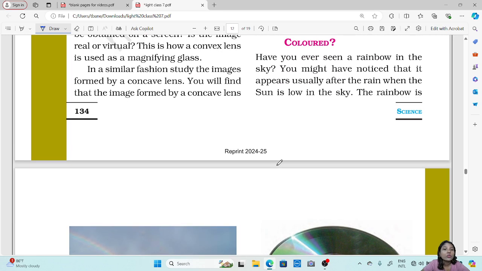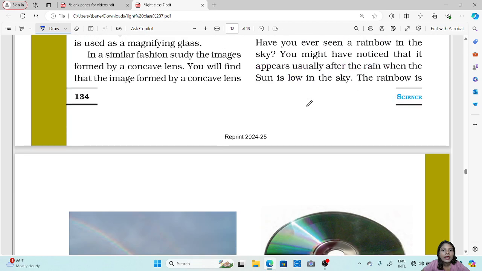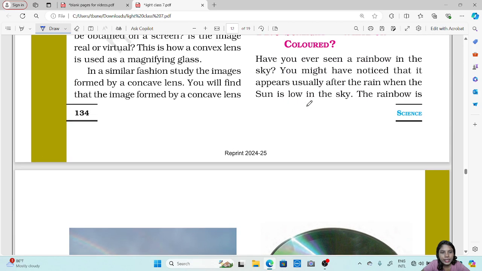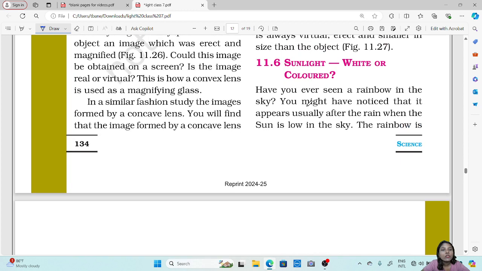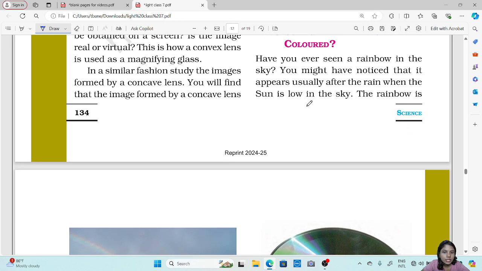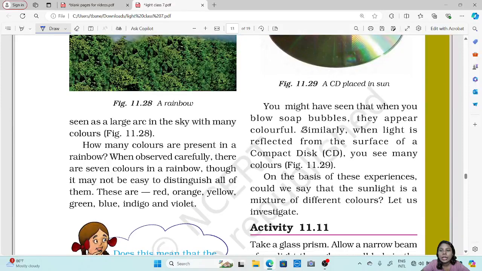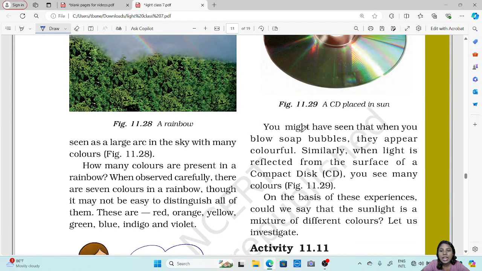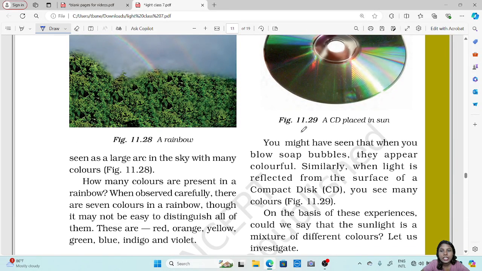Now, how do we know if sunlight is white or colored? We can see it as white light, but is it really white? Have you ever seen a rainbow in the sky? Yes. You might have noticed that it usually appears after a rain when the sun is low in the sky. The rainbow is seen as a large arc in the sky with many colors.